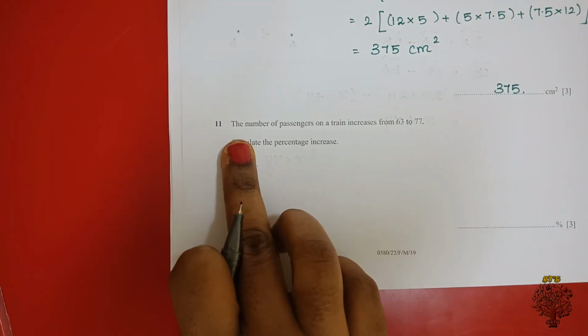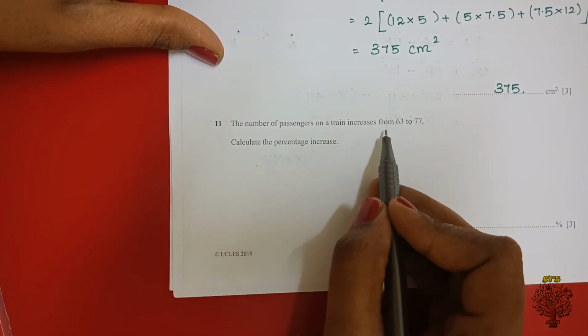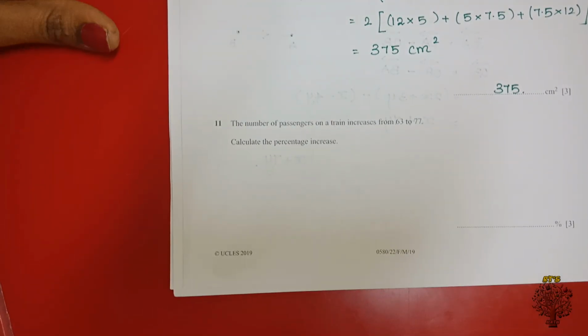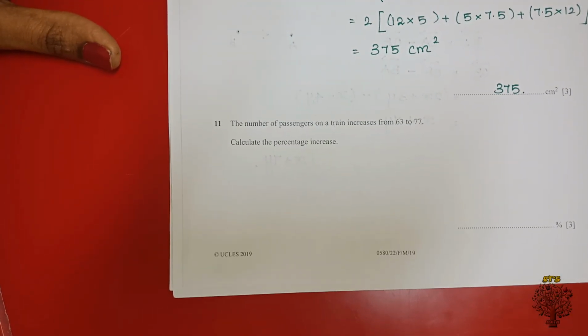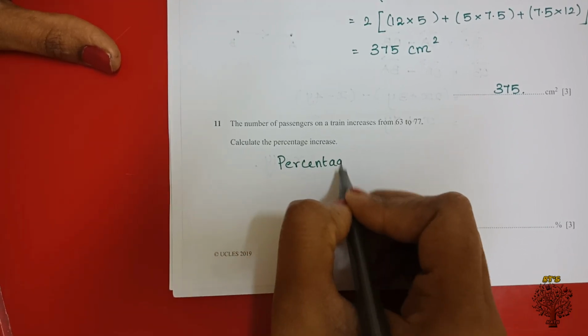11th question. The number of passengers on a train increases from 63 to 77. You can understand, it was earlier 63 passengers. Now it has increased to 77. Calculate the percentage of increase. Now you know the formula for percentage of increase.